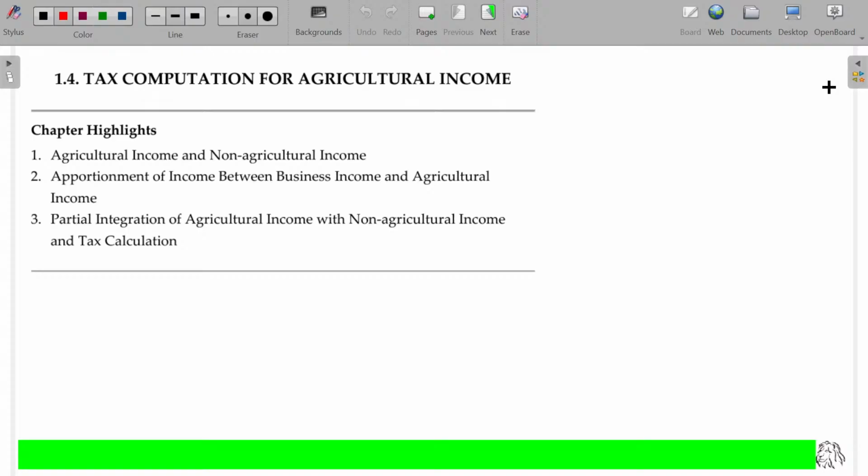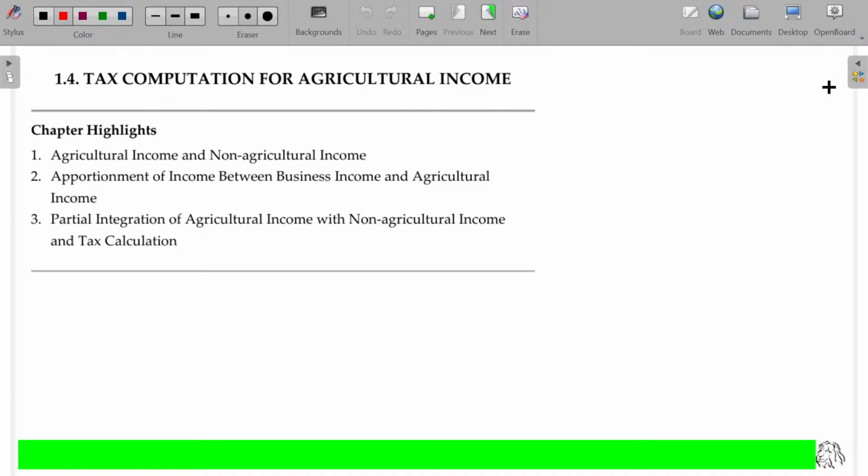Agricultural income is always exempted, not taxable. Okay, agricultural income is exempted. But if we have agricultural income as well as non-agricultural income, both, what can we do? Those aspects are going to be covered in this class. Only the agricultural income is exempted, but I have the combination of both. How can we treat that? Those things are covered in this lecture.